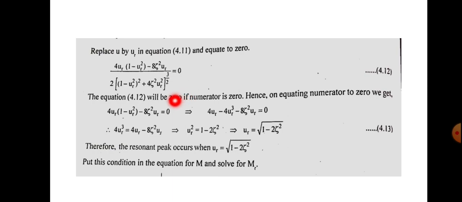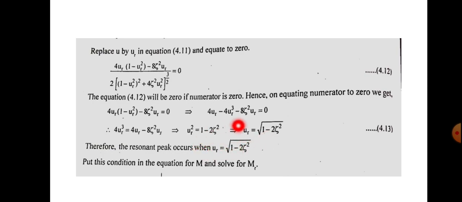When we equate it to 0, the numerator will be equal to 0. So we will get the equation 4 ur into (1 minus ur square) minus 8 epsilon square into ur equal to 0. In this case we can rearrange the equation. So we will get the value of ur square equal to 1 minus 2 epsilon square, and here ur will be equal to square root of 1 minus 2 epsilon square. Therefore the resonant peak occurs at ur equal to square root of 1 minus 2 epsilon square. So this is the point where resonant peak occurs.